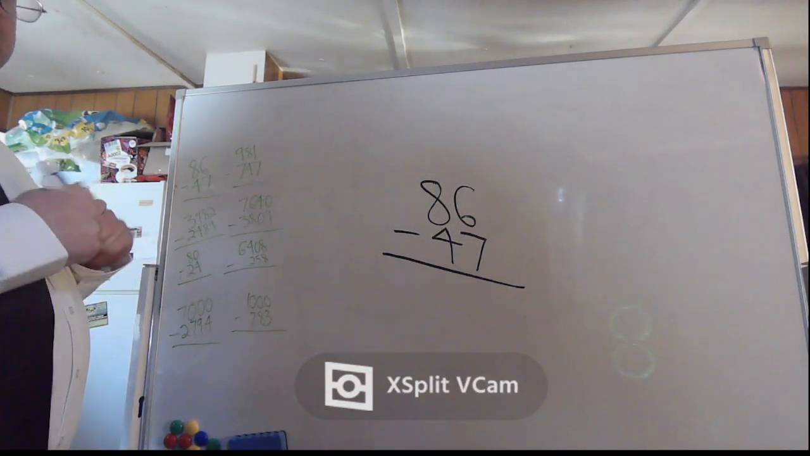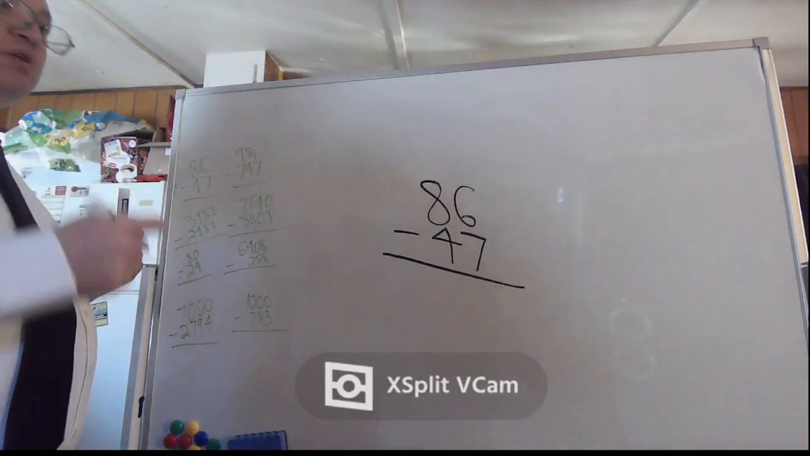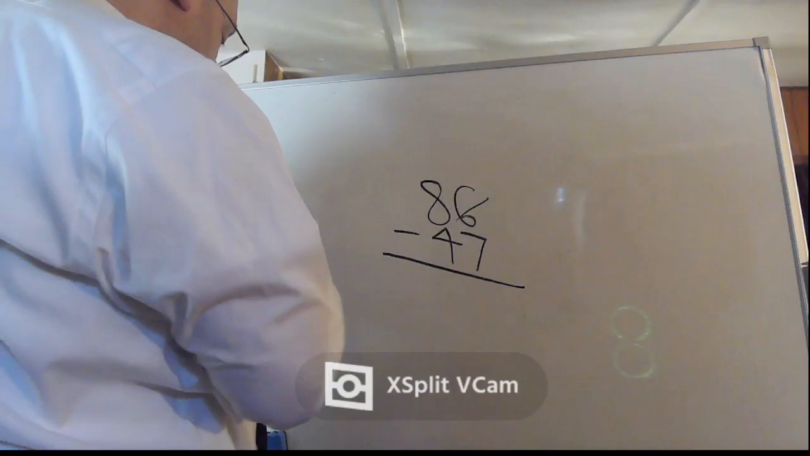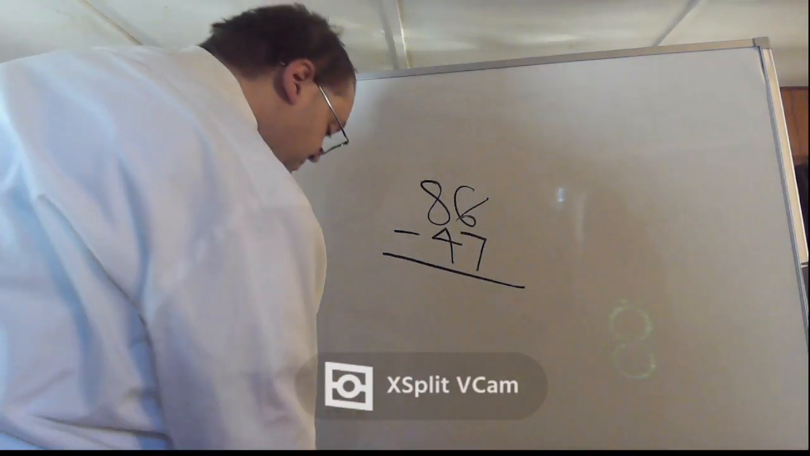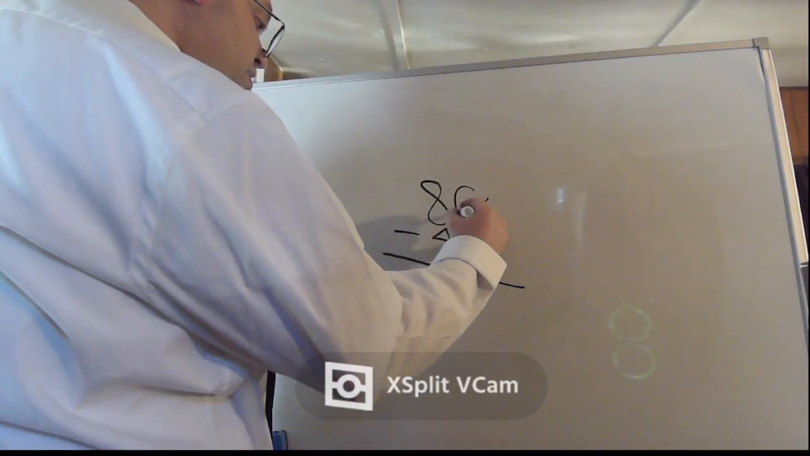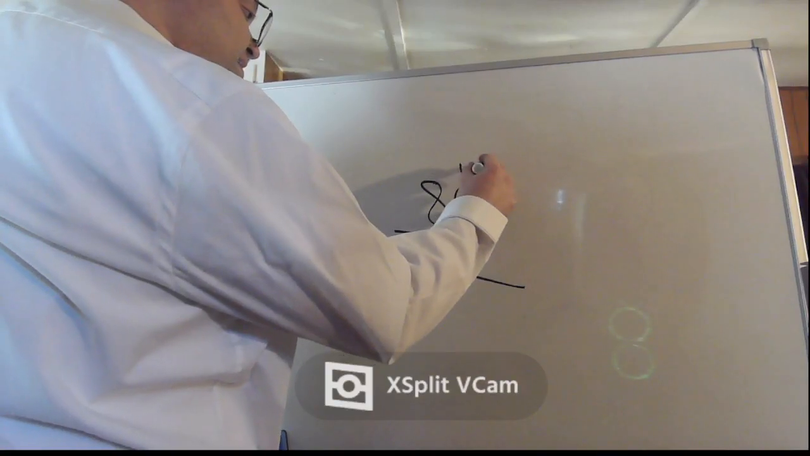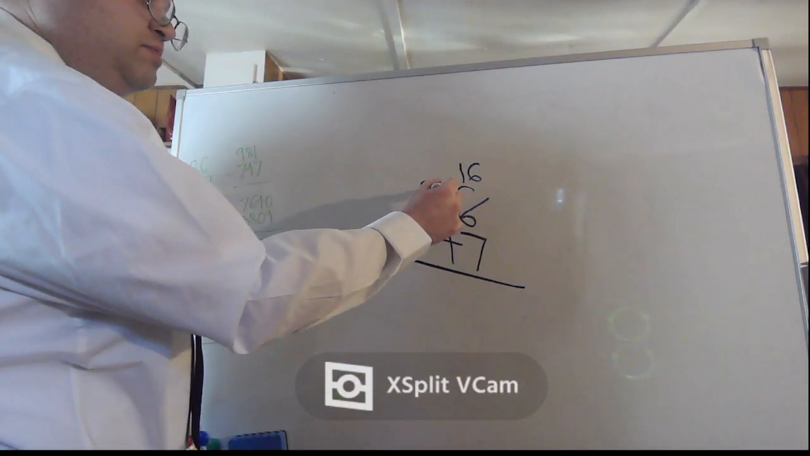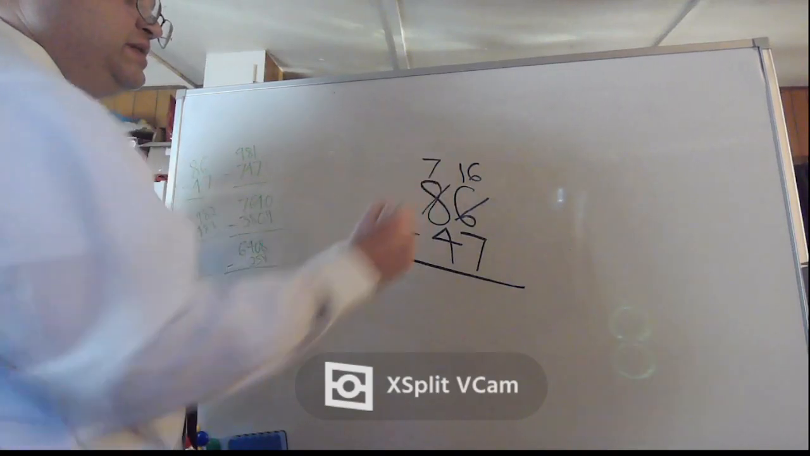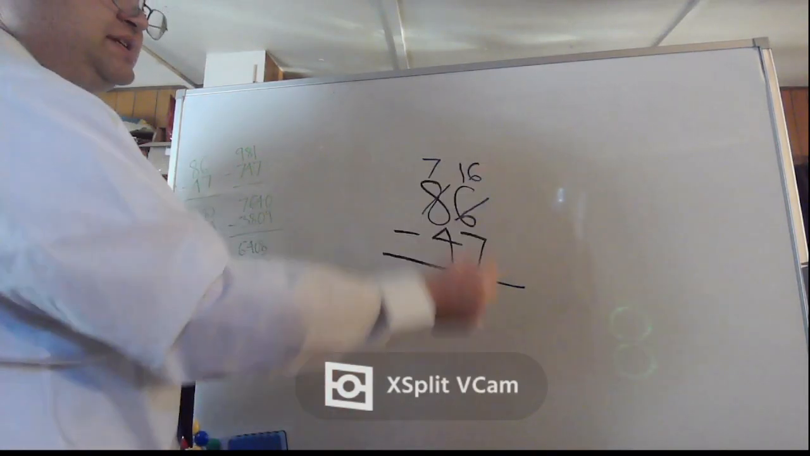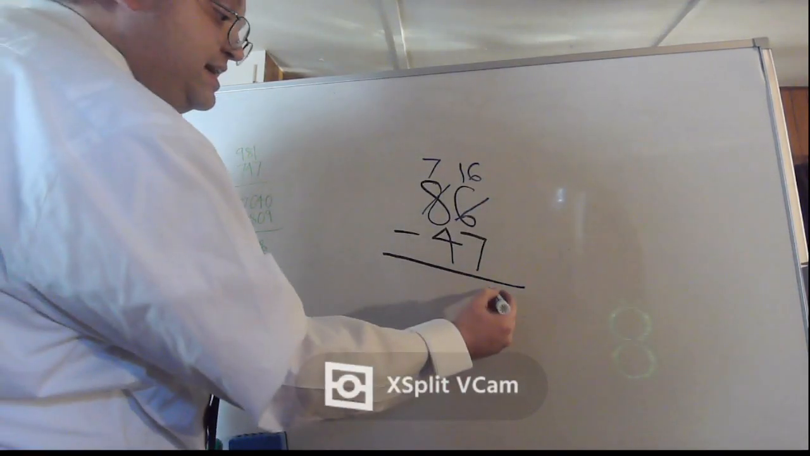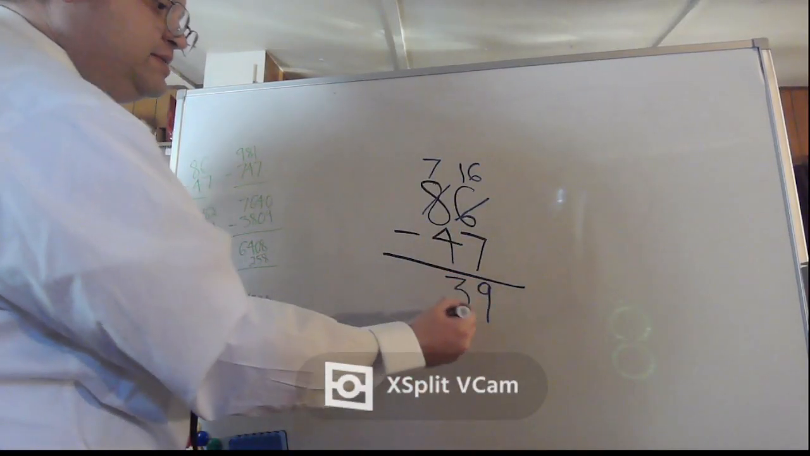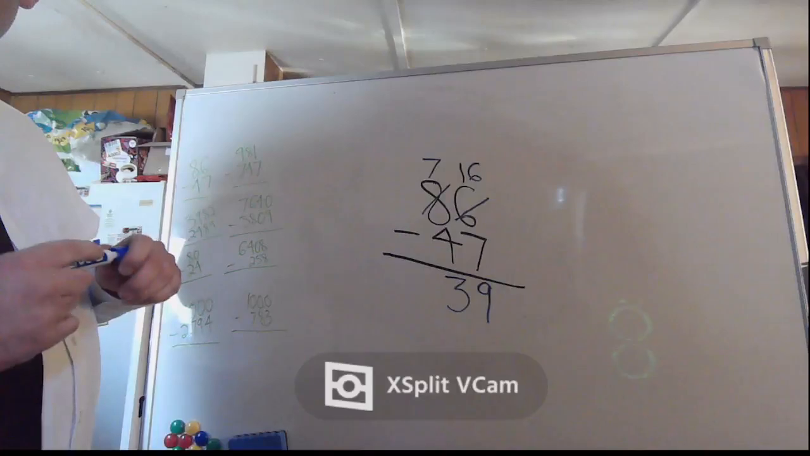However, what we can do is make this a 16. We make that 6 a 16, but that means we have to borrow 1 from the next place over. We borrow 1, that becomes a 7. Now we can do 16 minus 7, that's 9. 7 minus 4 is 3. So the answer to that is 39.